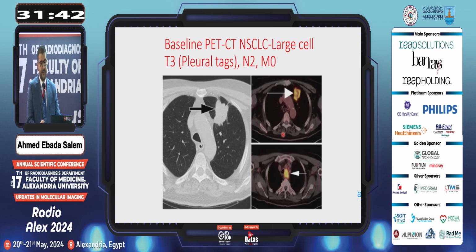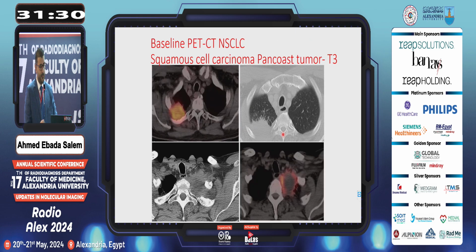This is another patient who has a large cell carcinoma. He had a CT as well as PET-CT. Patient was accurately staged as T3 and N2 because he had a single ipsilateral mediastinal lymph node.